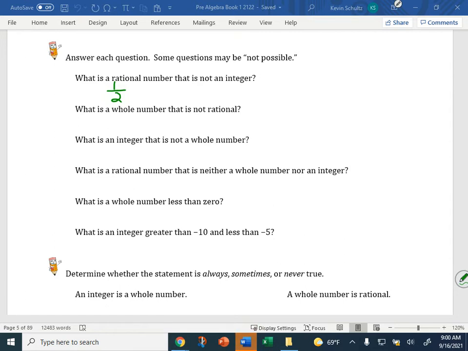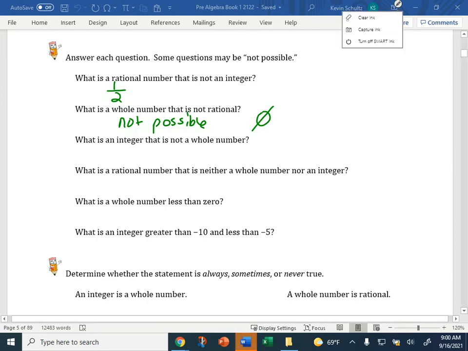Okay. The next one. What is a whole number that is not rational? Abby? Not possible, right? Every whole number is also rational. Not possible. Or if you want to be mathematically fancy and put the universal symbol for no solution or not possible, it's a 0 with a line through it. Fancy. Okay? So you're answering those questions there.